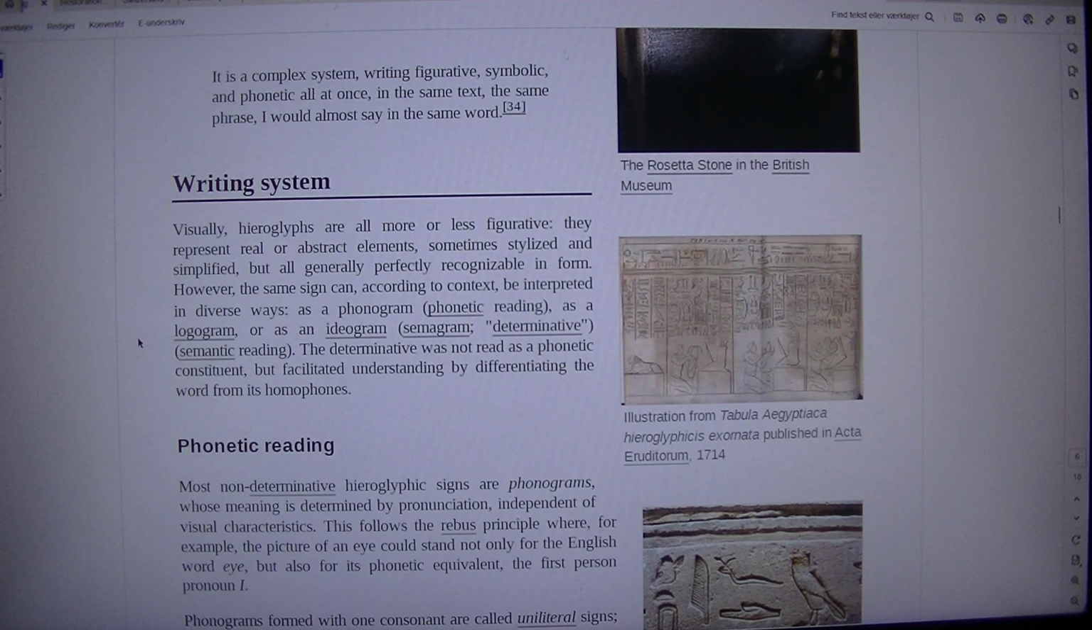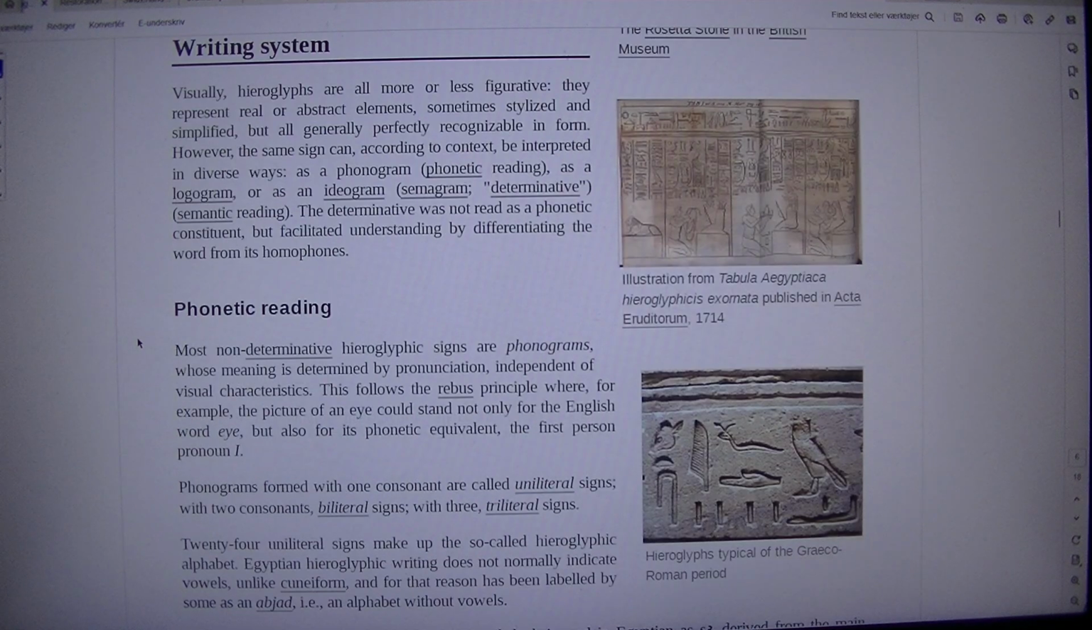Illustration from Tabula Aegyptia Hieroglyphs, published in Acta Eruditorum, 1714. Writing system. Visually, hieroglyphs are all more or less figurative. They present real or abstract elements, sometimes stylized and simplified, but all generally perfectly recognizable in form. However, the same sign can, according to context, be interpreted in diverse ways, as a phonogram, phonetic reading, as allogram, or as an ideogram, semagram, determinative, semantic reading.